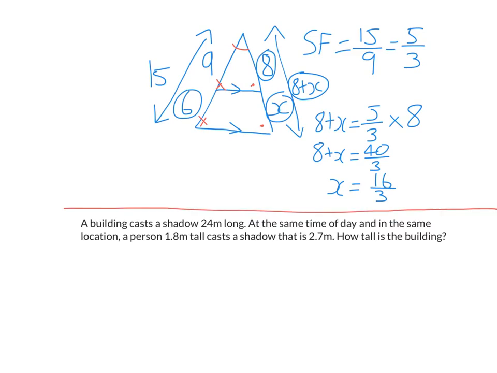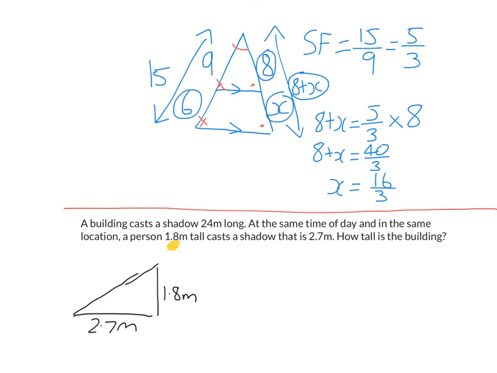So the last thing I'm going to do is show you a worded problem involving similar triangles. Finally, we will attempt this question here. A building casts a shadow 24 meters long at the same time of day and in the same location. A person 1.8 meters tall casts a 2.7 meter shadow. Now we can actually use similar triangles to find the height of the building. So we'll just draw first off the person who's 1.8 meters tall. He casts a shadow that is 2.7 meters, okay? So then, of course, the sun would be like up here, and we can make this into a triangle.